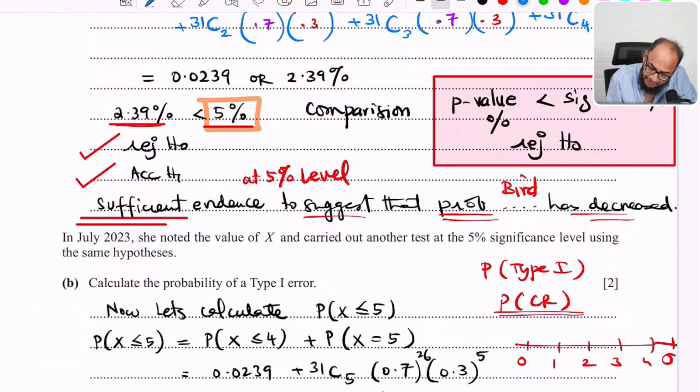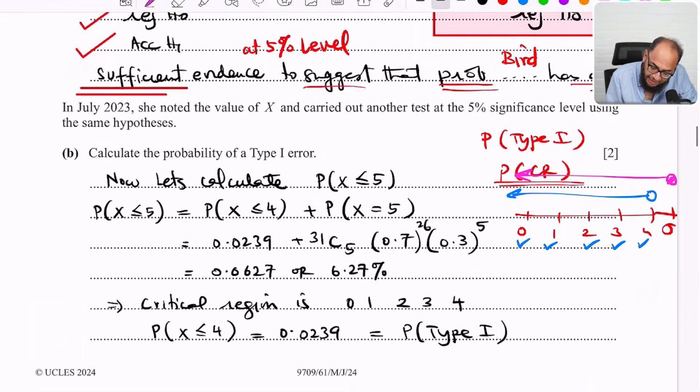So what we do is that we have already calculated the probability of 0, 1, 2, 3, 4. Let me calculate the probability of 5 also, and let me add it up. But now this is 6.27%. It has suddenly drastically increased. If it remained lesser than the significance level, we would include that. That means the critical region is 0, 1, 2, 3, and 4.